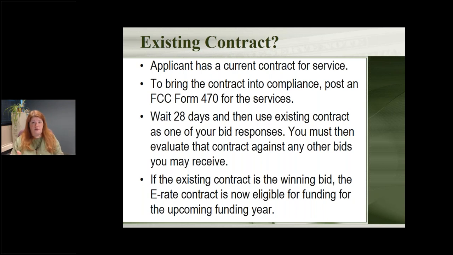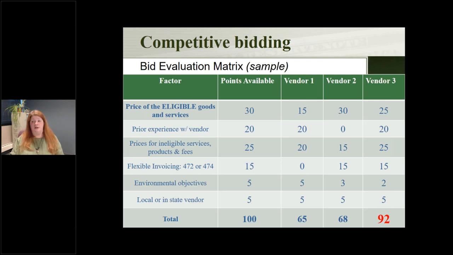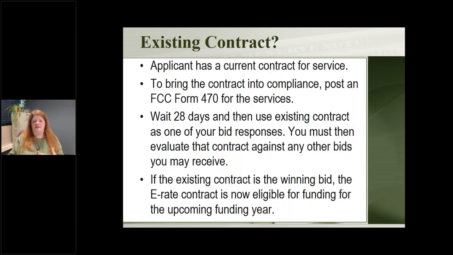And then if you do get other companies contacting you, you take that current situation and compare it to the other ones. If the existing one is the winning bid, based on, for example, prior experience, they're probably going to get high numbers because they are your current company, then they win and it's all done, all good. It's now eligible and your current contract can just be used to start getting E-rate discount, even if you've never done it before. You don't have to wait to start from scratch. If you're in the middle of a multi-year contract, it's okay. You just do it this way. Make your current contract be one of those bids.